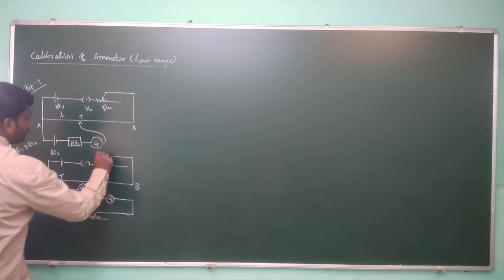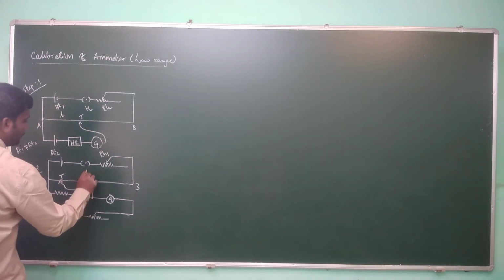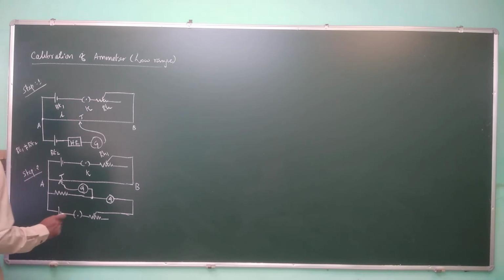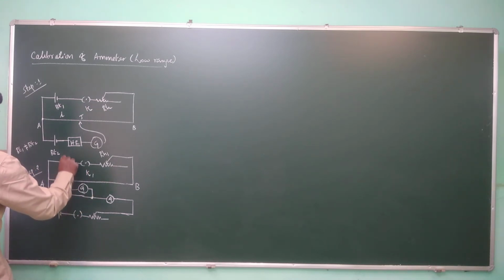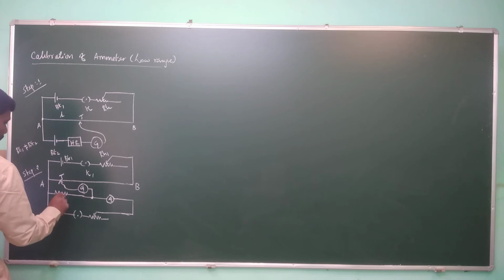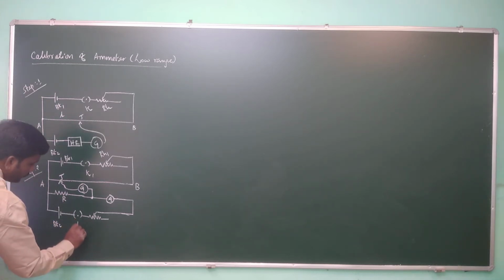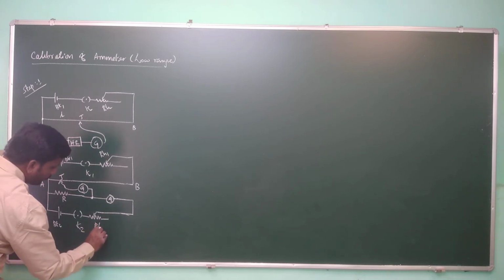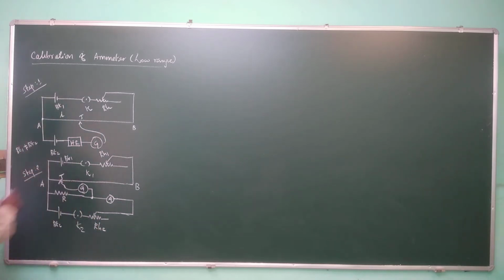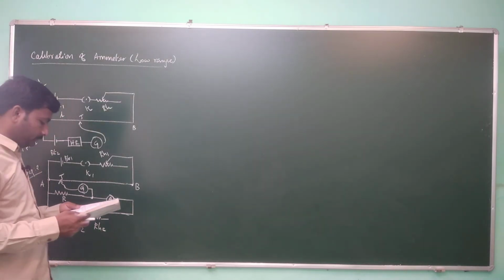Okay, this is rheostat 1. It is key 1. It is battery 1. It is resistance R. It is battery 2. This is key 2 and this is rheostat 2. This one is ammeter. This one is galvanometer, and the potentiometer of length 10 meter is denoted as AB. Assume that like this, right?